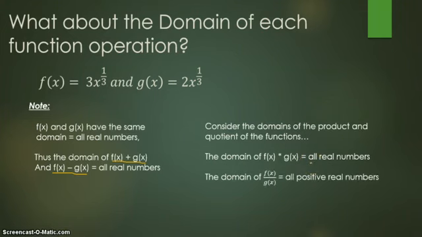Although the domain of f of x over g of x is all positive real numbers, and just do this for me. Just make a big box over that one, and just refer to that as something we will definitely cover before we take the mini quiz. There are a few things we need to cover. So anyway, all positive real numbers is the domain of f of x over g of x.